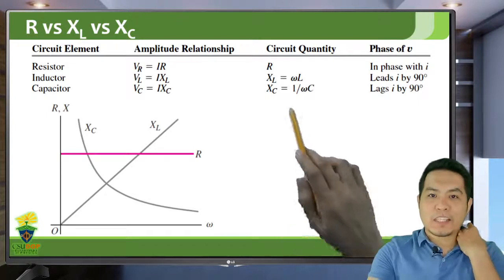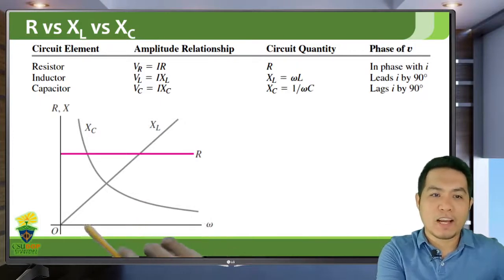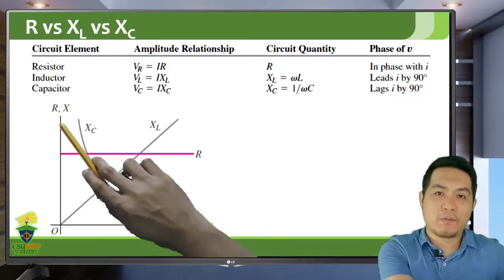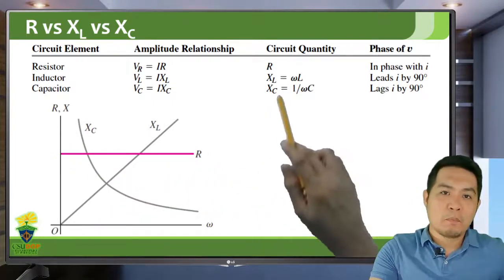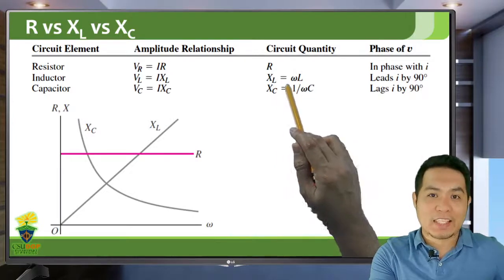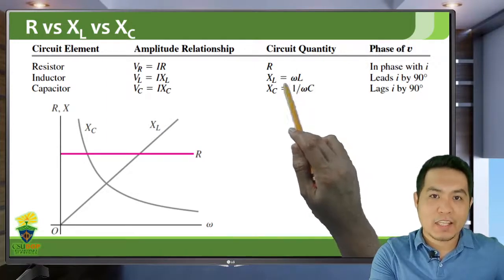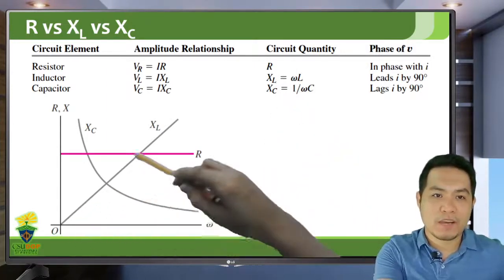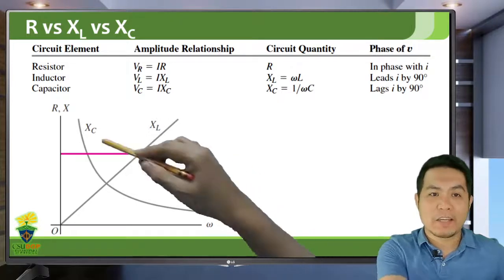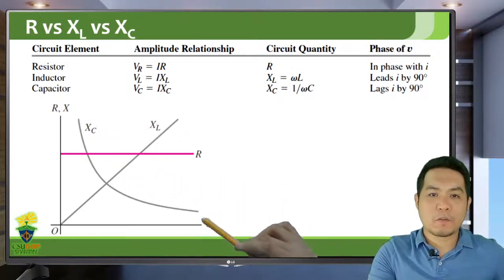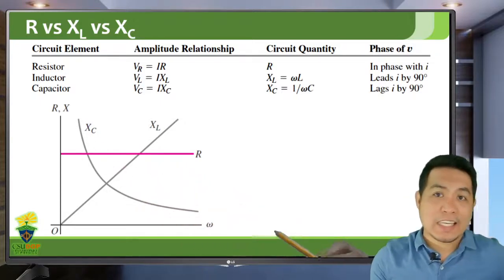So you will notice that the resistance doesn't depend on omega, on the angular frequency. So meaning at all values of the angular frequency, if you graph the resistance versus omega, you'll just get a flat line. It's constant, it's the same. But for the inductive reactance, XL is directly proportional. So if omega increases, XL will also increase. So this is the graph of XL versus omega. And in the case of the capacitive reactance, it's inversely proportional. So at large values of omega, the capacitive reactance actually decreases.